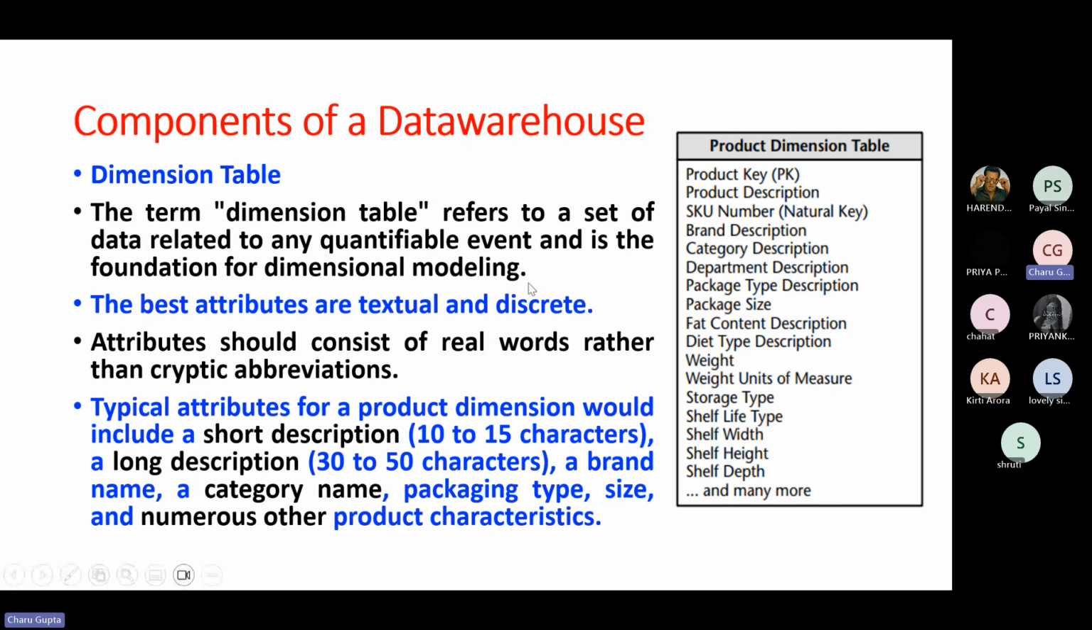The next component is the dimension table, which is a set of data related to any quantifiable event, right? Best attributes are textual and discrete. Generally in a dimension table you use descriptions, taking textual data, which has 3-4 types, like short description of 10 to 15 characters, long description, and then the category name.